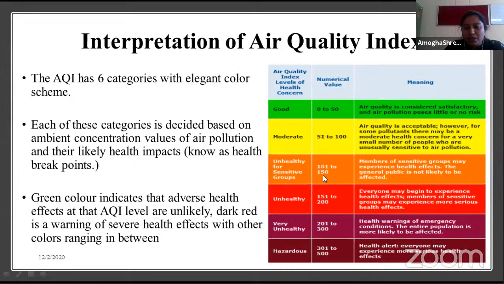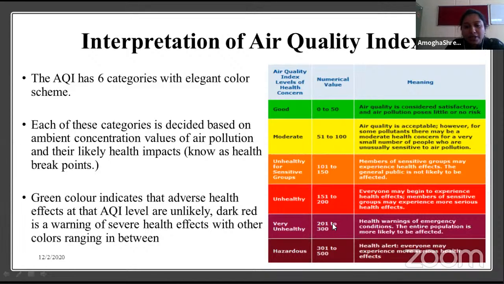If the AQI level is between 101 to 150, it comes under the orange category. That means unhealthy for sensitive groups. For others, it is good, but sensitive groups will experience the health effects. Then, if the AQI level is between 151 to 200, it comes under the red category, and it says unhealthy, meaning everyone is going to experience the health effects, and those who are sensitive will experience more ill effects.